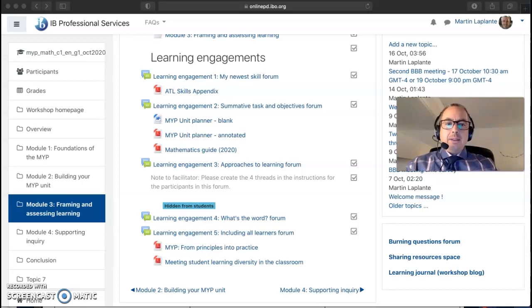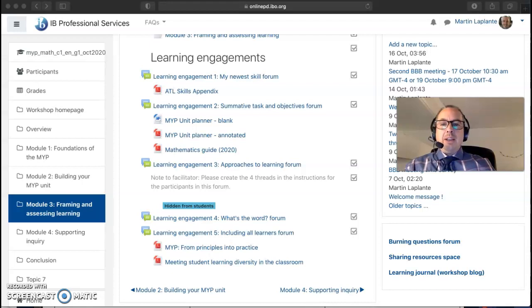Hi and welcome back. We're now halfway through the workshop. So we are going to Module 3. In Module 2 we've started with the conceptual understanding, the statement of inquiry, the GRASPS authentic task. We've started to build a unit plan.